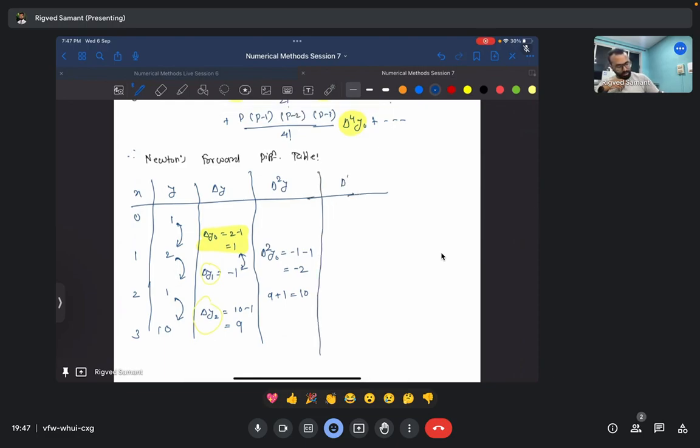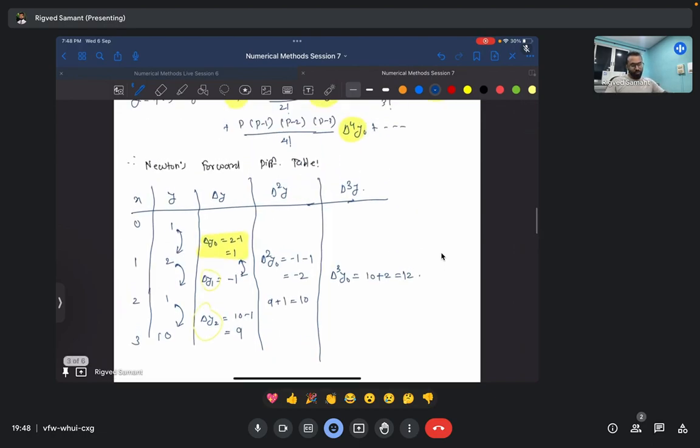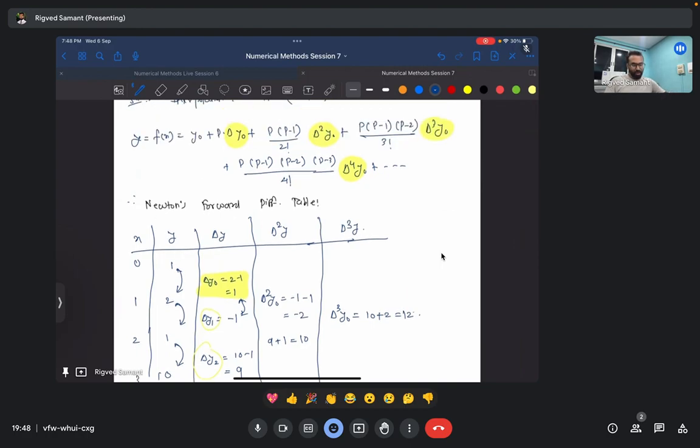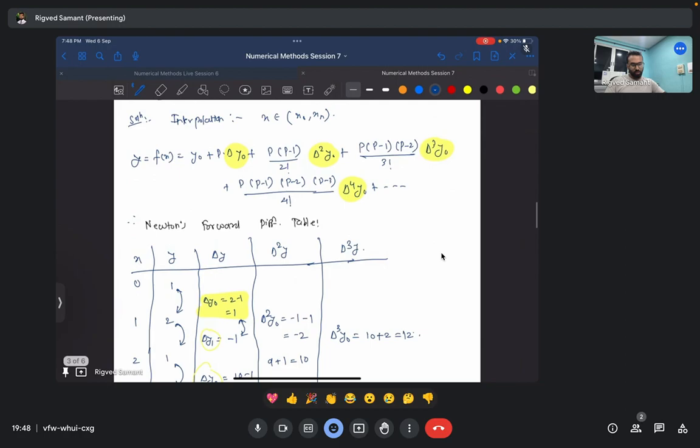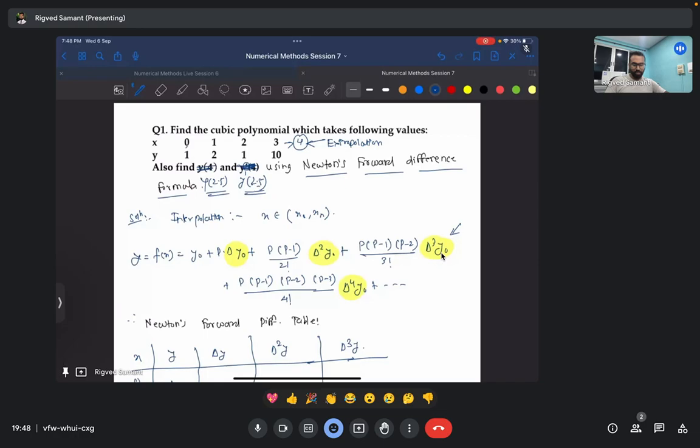And this is delta cube y. Now delta cube y is this minus this. So delta cube y naught is equal to 10 minus minus 2, so 12. So this is your Newton's forward difference table. Now if you see, we have values till delta cube, so we have to stop here. That's what I was talking about. If you have data points n equal to 4, there are 4 data points, in that case you will have a polynomial of order n minus 1, that is 3.